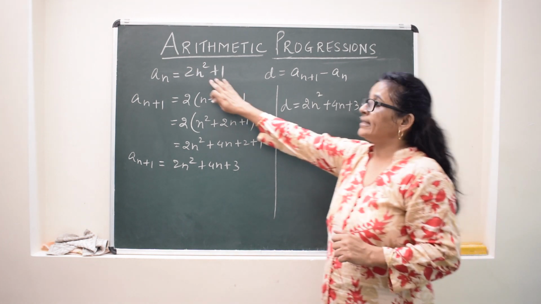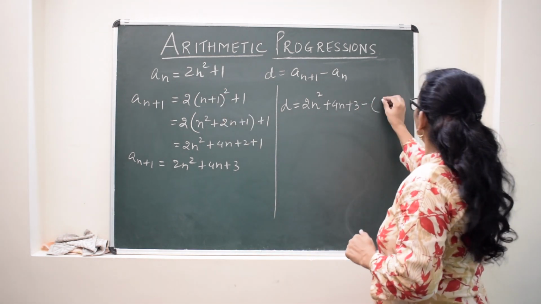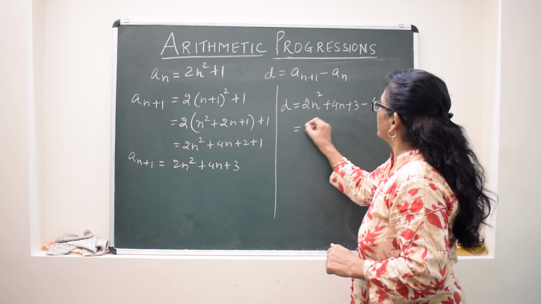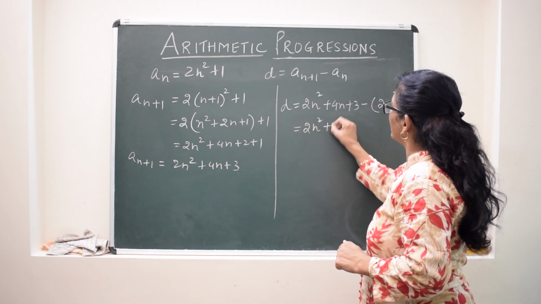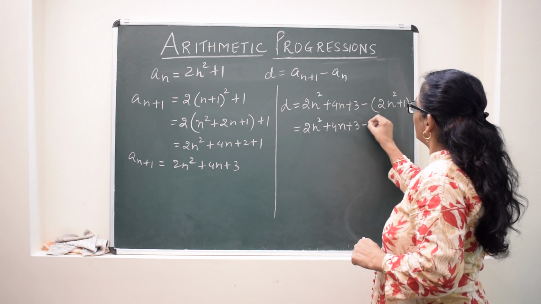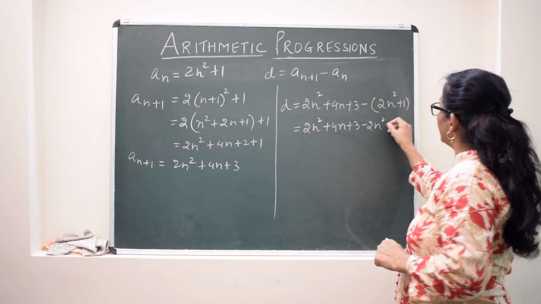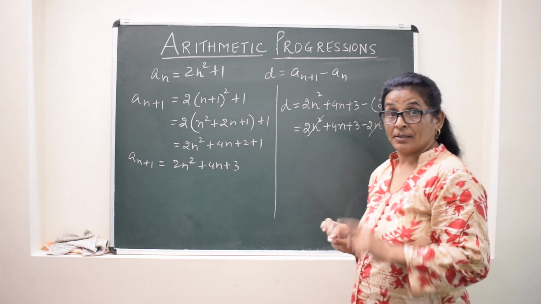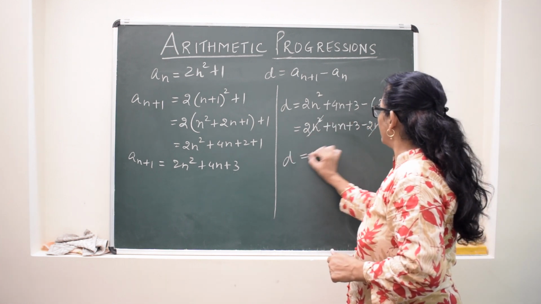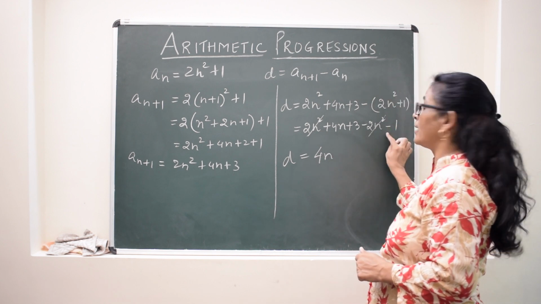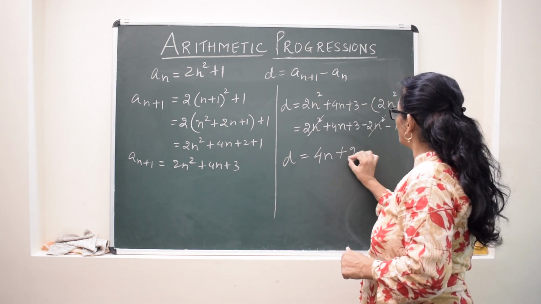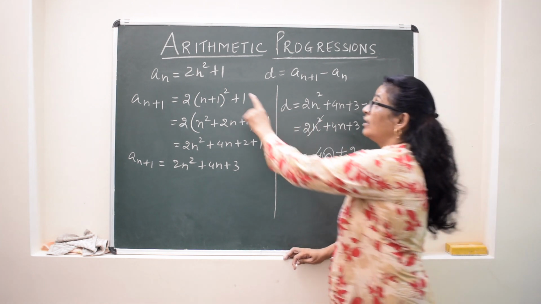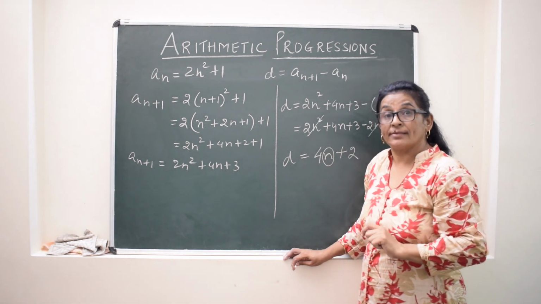Minus, now what is the nth term? 2n square plus 1. So when you open the brackets, this is 2n square plus 4n plus 3 minus 2n square minus 1. 2n square is cancelled. But D is coming 4n plus 3 minus 1, which will be 4n plus 2. So in D, n is appearing, on the basis of whatever nth term of any sequence is given.